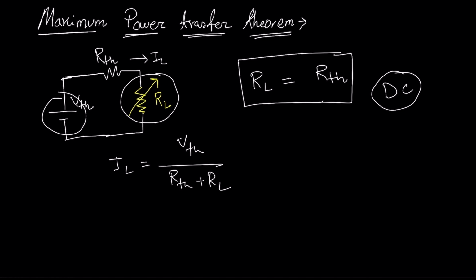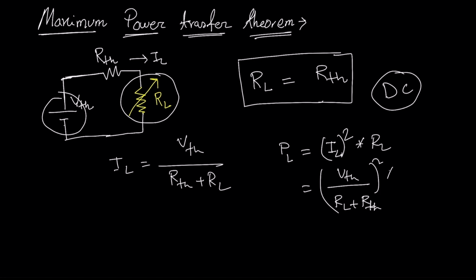Okay, and we can write down PL, the load power, is equal to load current squared multiplied by RL, right? I square R. If we replace the IL, then we can write down VTH by RL plus RTH, squared, multiplied by load resistance. This is equal to load power. Now, the maximum power transfer theorem states that when RL equals RTH, this will be maximum, right?